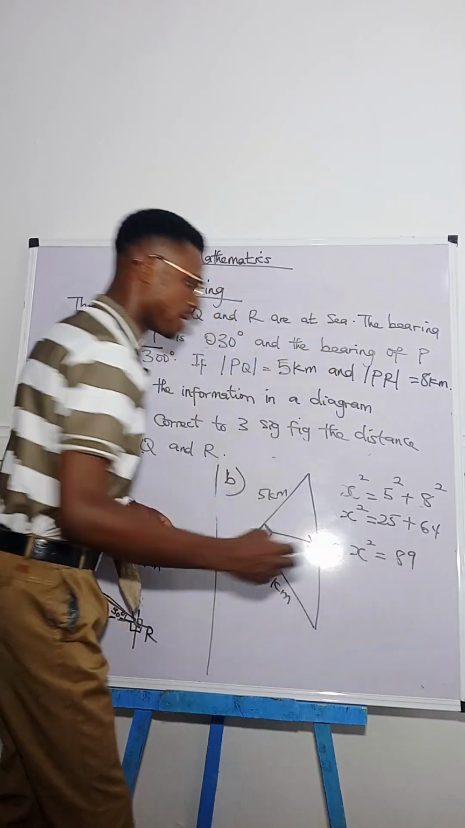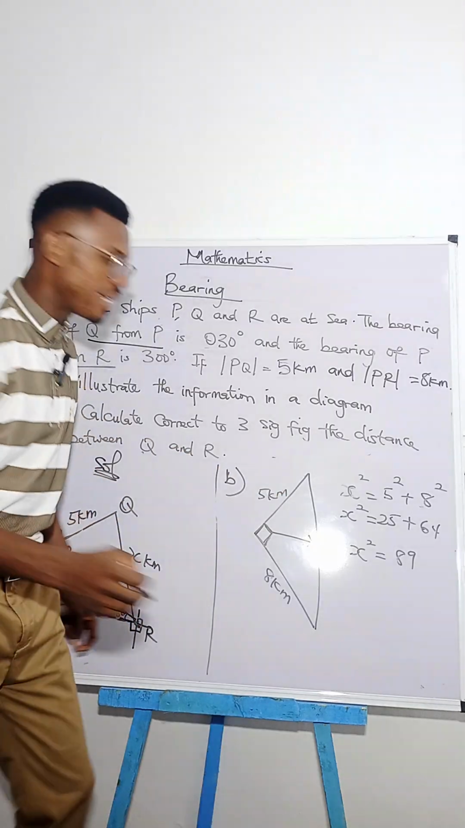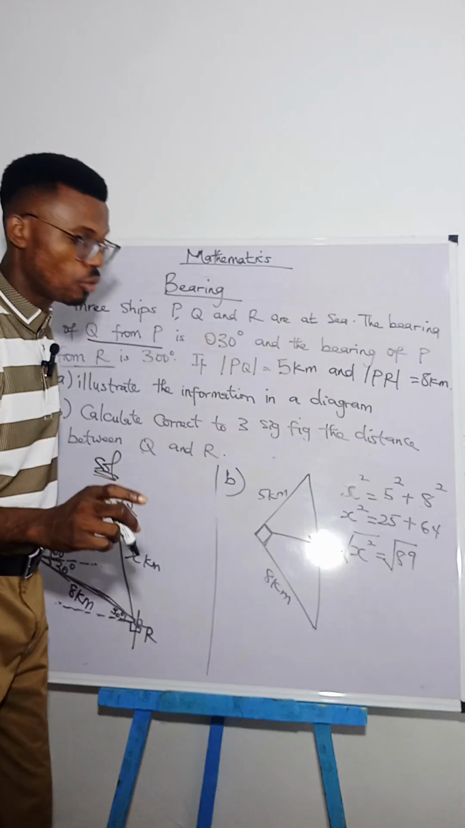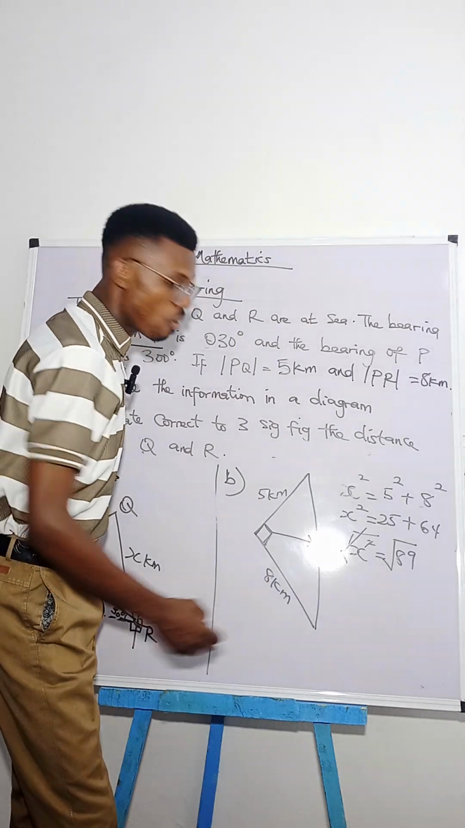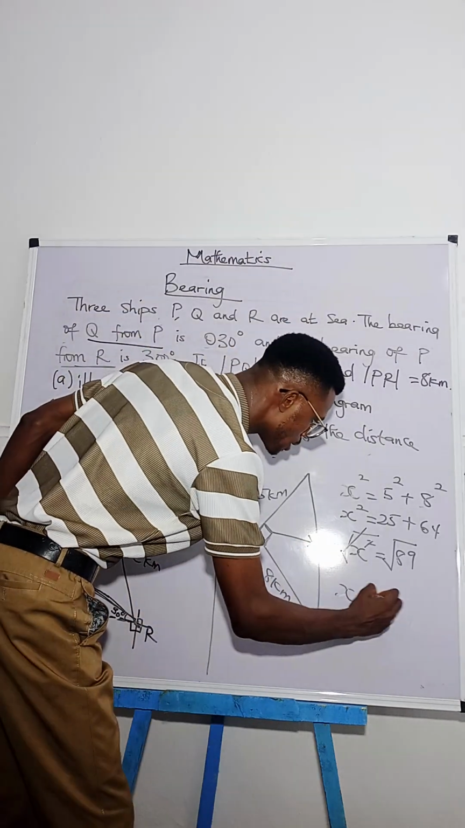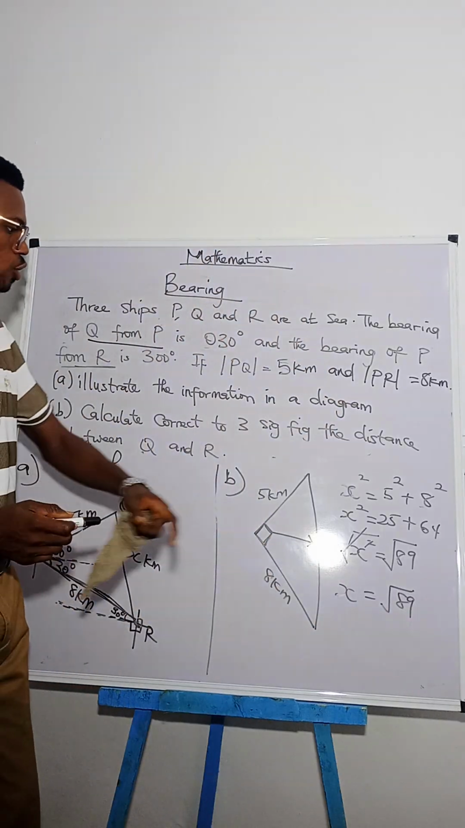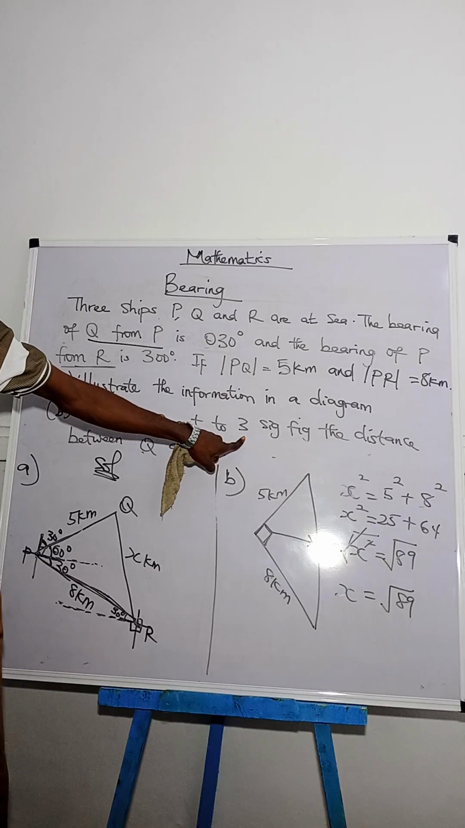That gives me 89. Now I'm looking for x, not x squared. So to remove the square, I square root both sides. Take notes: to remove a square in mathematics, you square root both sides. When I do that, square takes care of square root. What is left? X. So my x is equal to the square root of 89. Now, I want you to calculate that for me: square root of 89, then correct it to 3 significant figures.